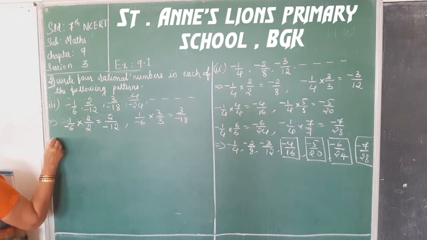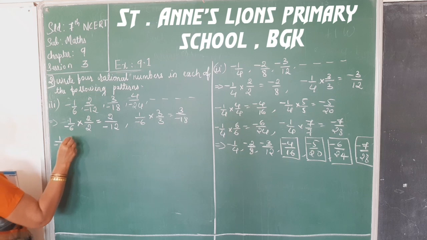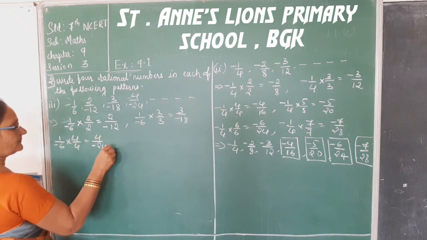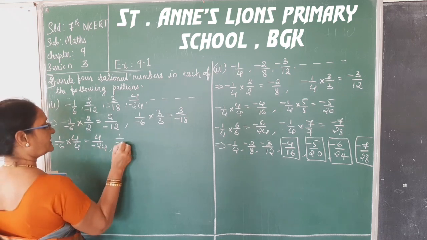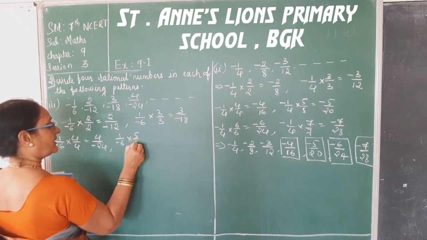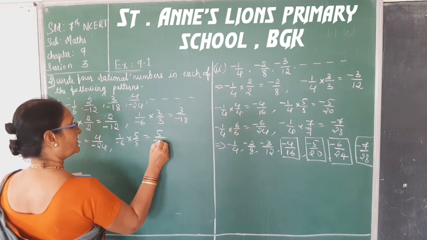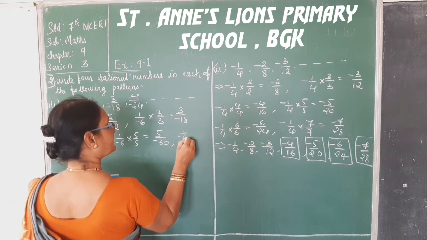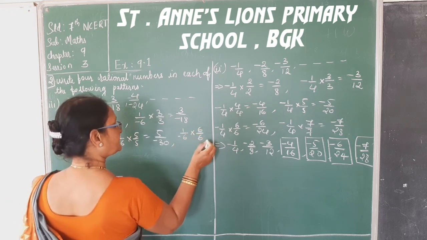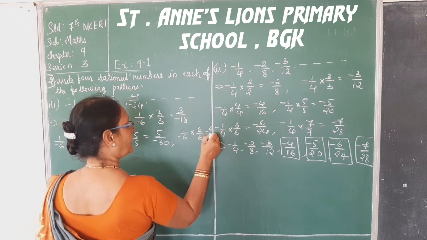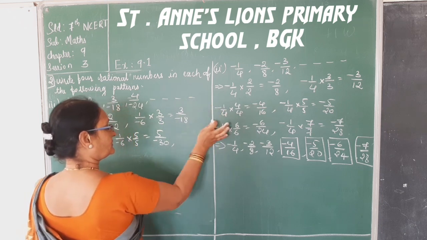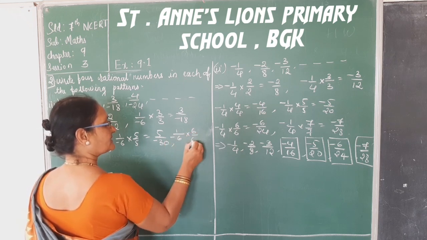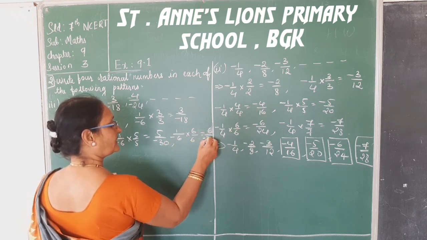Then 1 by minus 6 is multiplied by 4 by 4, we will get 4 by minus 24. Then the next, 1 by minus 6 is multiplied by 5 by 5, we will get 5 by minus 30. Then 1 by minus 6 is multiplied by 6 by 6, we will get 6 by minus 36.